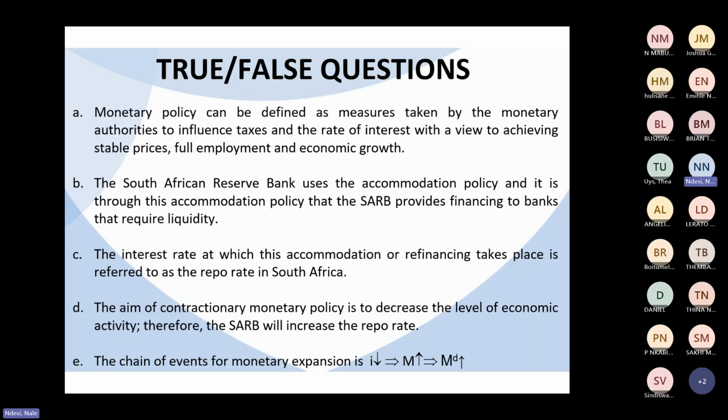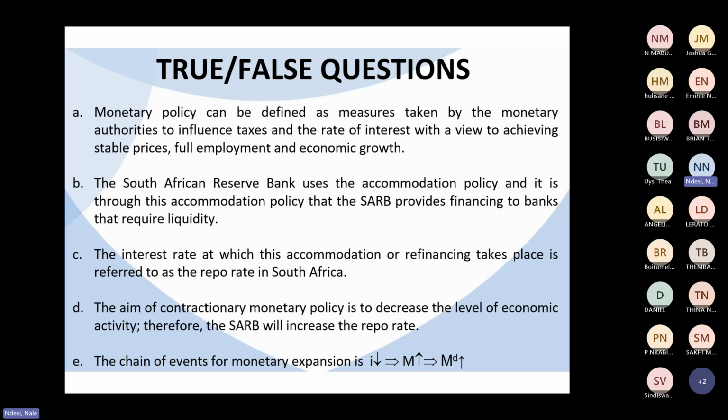So the aim of the contractionary monetary policy is to decrease the level of economic activity. Therefore, the South African Reserve Bank will increase the repo rate. Is this true or false? That's true. That is correct.